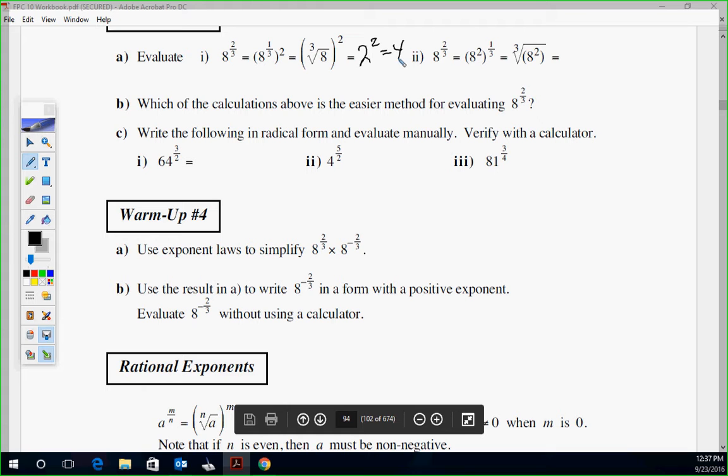So then with the fractional exponents, we do it a different way. We have 8 to the 2/3. So instead this time we're pulling out a 1/3. So 8 squared is 64. What's the cube root of 64? It's 4. So it's just showing you that both ways work.